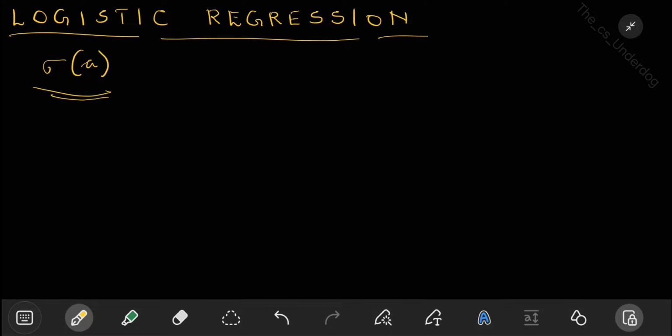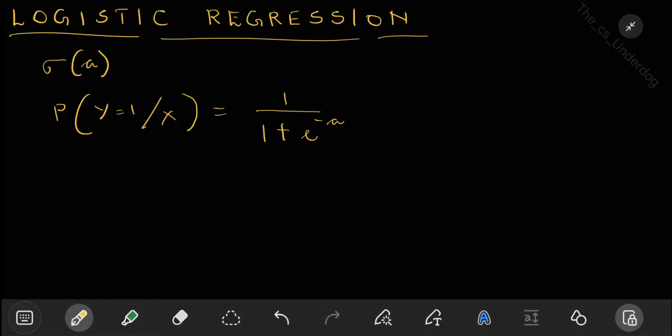Okay. So we just discussed probability of y is equal to 1 given x, for which we wrote 1 by 1 plus e power minus a, where a is w1x1 plus w2x2 plus w3x3 plus up to wnxn. Okay, that is your a. So the next thing that you have to understand is how you can generalize this. That is, instead of writing this as p of y equal to 1 given x is this and p of y equal to 0 given x is something else, how can you generalize this?